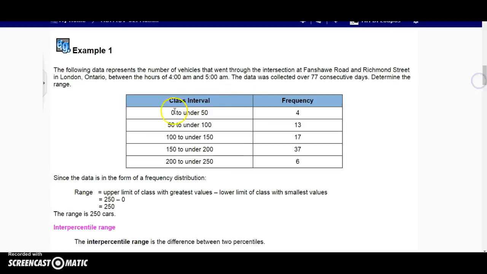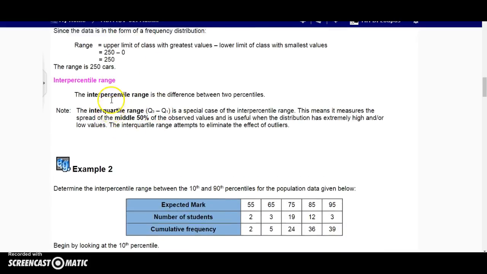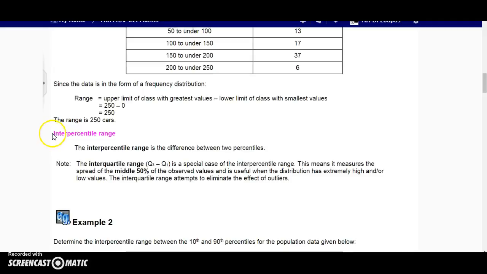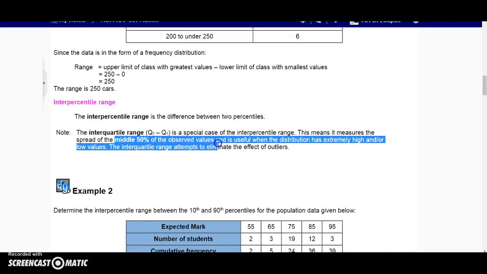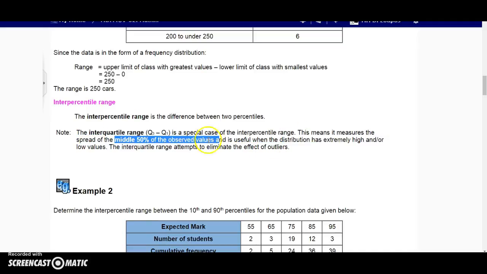Then when we get to a couple other things, interpercentile range. That's a new term. It sounds fancy. It sounds like interquartile range, and it is. Remember that the interquartile range is the spread of the data from the third quartile to the first quartile. That measures the middle 50% of the observed values. So we had the 25th percentile and the 75th percentile. Interpercentile range is the exact same sort of thing.